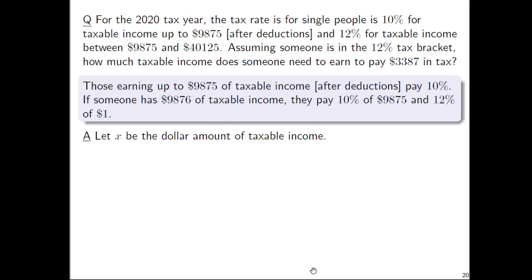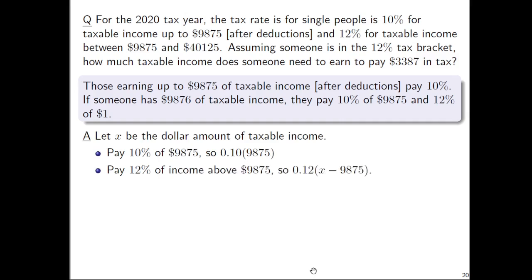So let's let X be the dollar amount of taxable income. You pay 10% of that first 9,875, so 0.10 times 9,875, and then we'll pay 12% on any income above that. So any of the rest of the income. So how much is the rest? Well, that's X minus 9875. So that number of dollars you have to pay 12% of. So 0.12 times that quantity, X minus 9875.